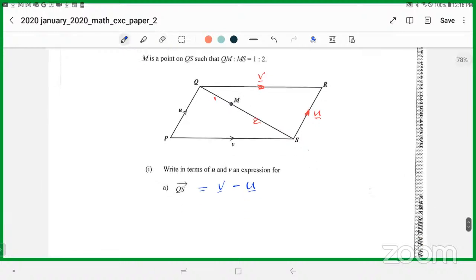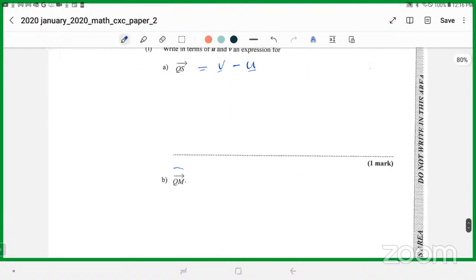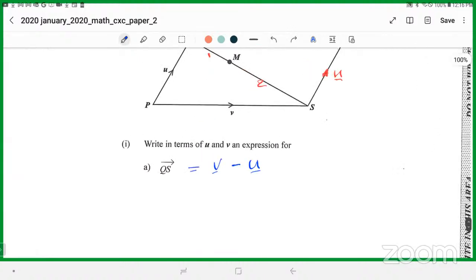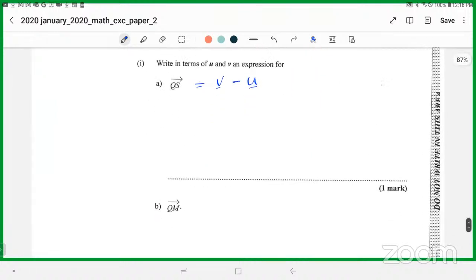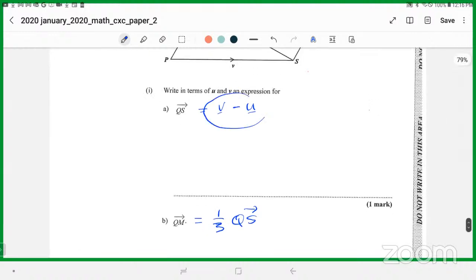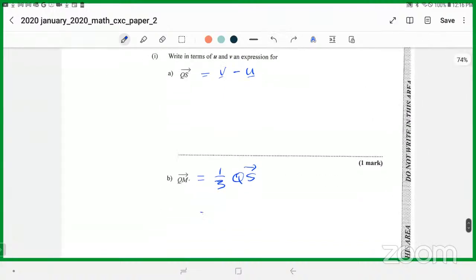All right, let's continue. Then I want QM. Question so easy. This is the one that is just 1/3 of the QS. It's one out of the three parts. So QM is just 1/3 of the QS. And 1/3 of QS means 1/3 of this part and 1/3 of this part, so I don't have to calculate anything. It becomes 1/3 V and minus 1/3 U.